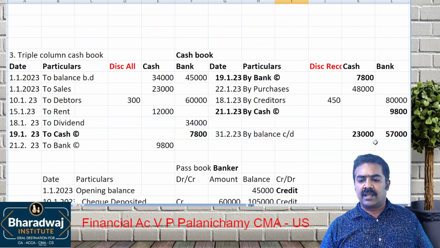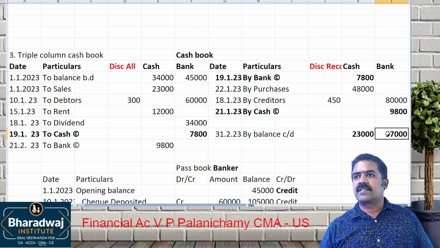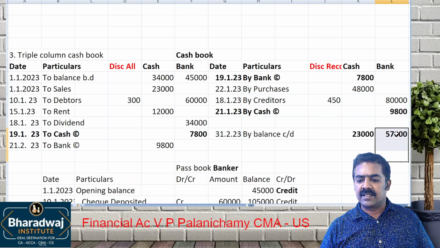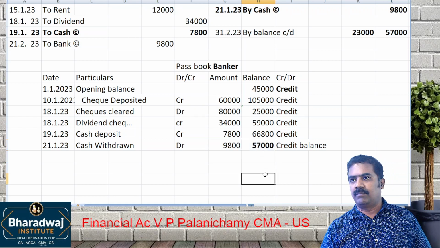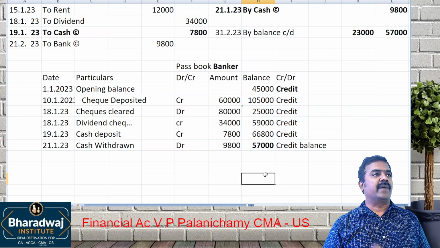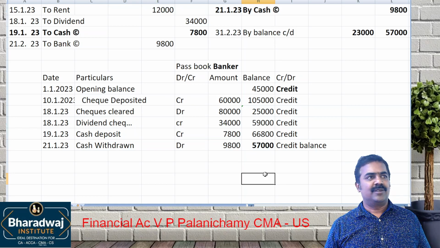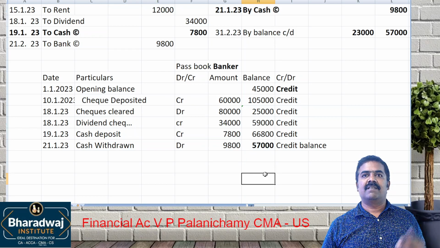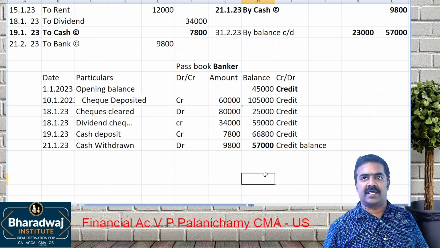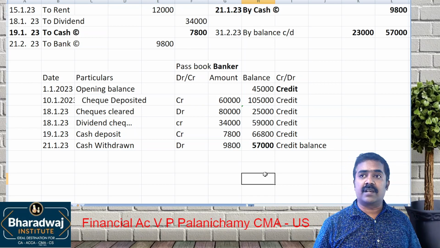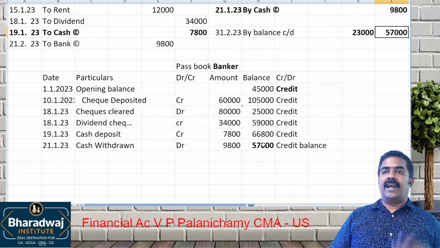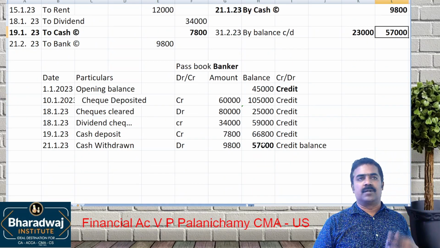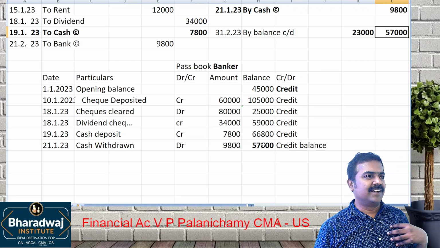Now, what is our balance? 57,000. What is the passbook balance? Both are same. Do you require any reconciliation? What do you mean by reconciliation? Verify. Checking the difference. What do you have to do here? Bank balance also 57,000. As per customer record it is 57,000. As per banker record also it is 57,000.